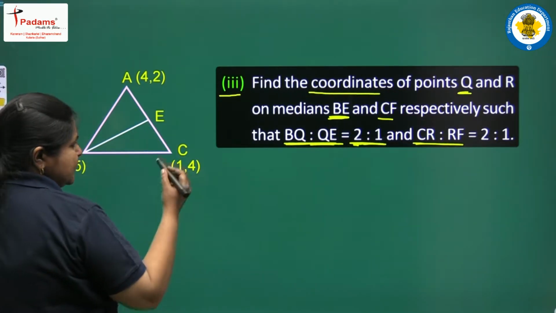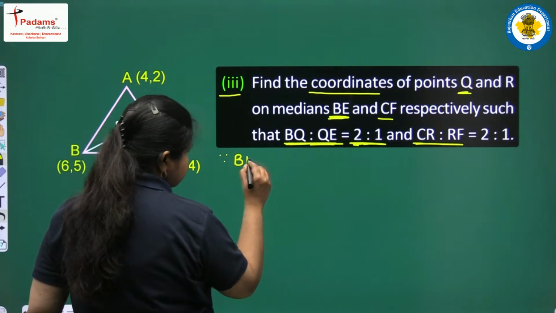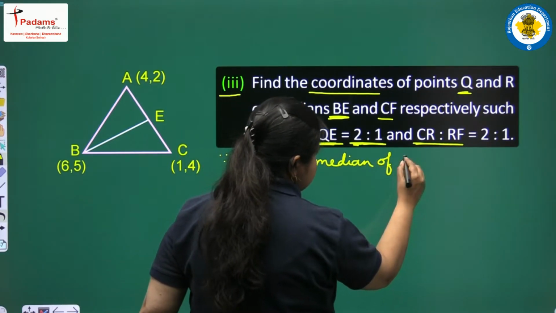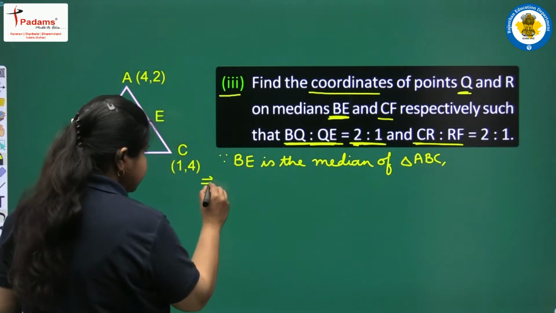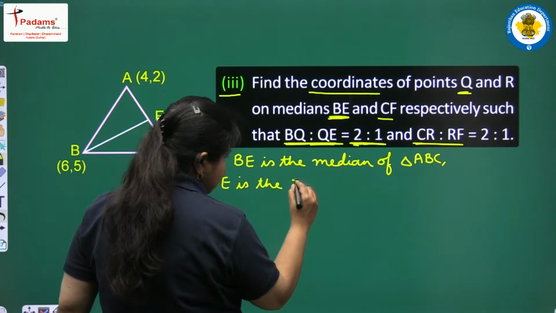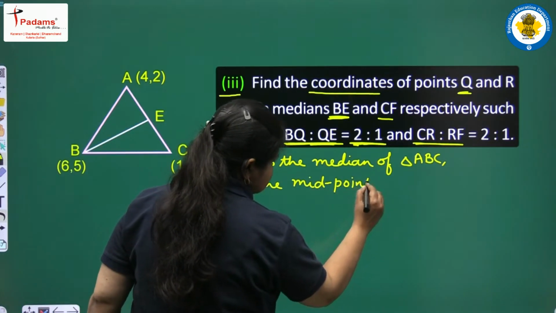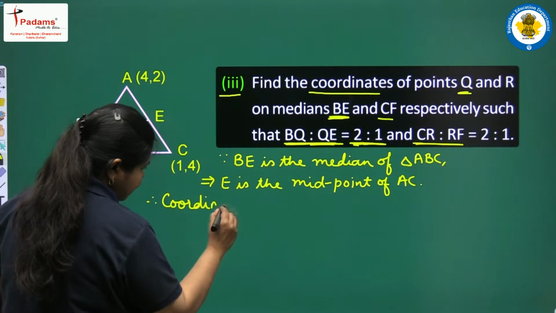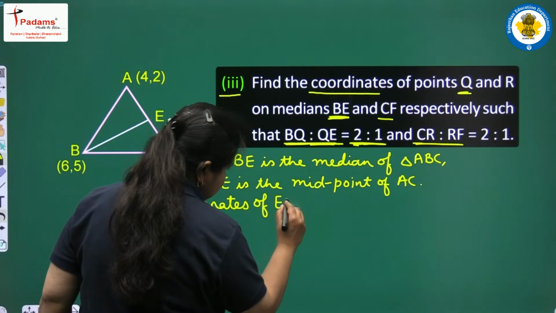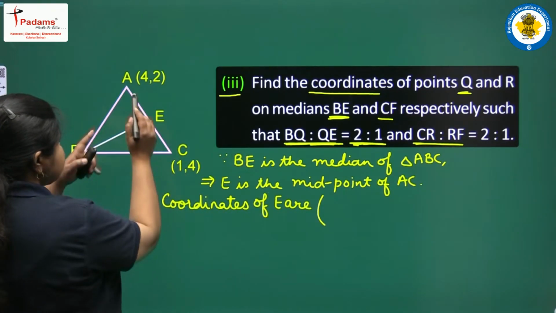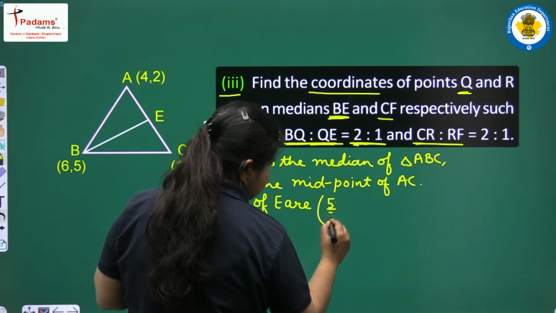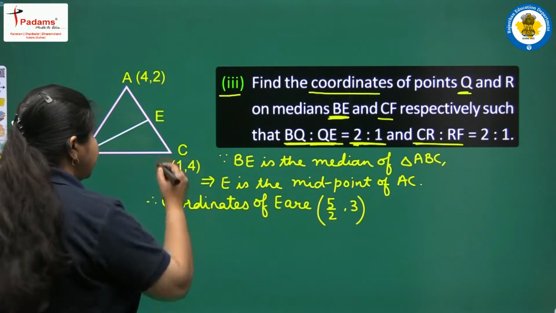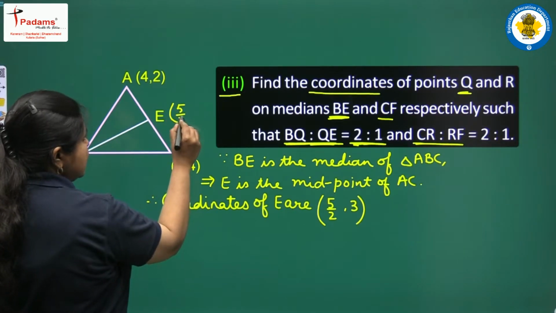ये मीडियन ले रहे हैं BE, तो आप लिखेंगे सिंस BE is the median of triangle ABC, this implies E is the midpoint of AC. ठीक है, therefore coordinates of E are, बताइए कैसे लेंगे हम E के कोऑर्डिनेट्स. 4 plus 1 5/2 हो जाएगा, और यहाँ से 2 plus 4 6/2 दैट इज 3. सो 5/2, 3 ये हो गए इस पॉइंट E के कोऑर्डिनेट्स 5/2 और 3.